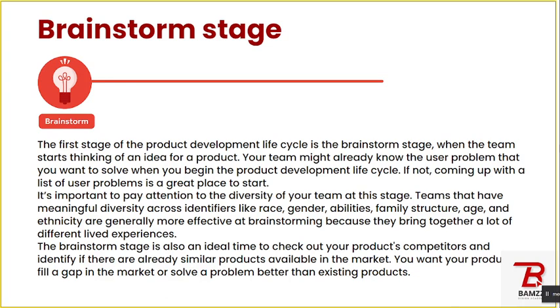So the first stage of the product development life cycle, which is the brainstorm stage, is when the team starts thinking of an idea for a product. Brainstorm stage is whenever they think, okay, we have this idea, then let us think about it. How will we be able to implement this idea? That's the brainstorm stage. In some cases, your team might already know the user's problem, which is how do we create a mobile computer, something we'll be able to carry up and down. That's the actual user problem.